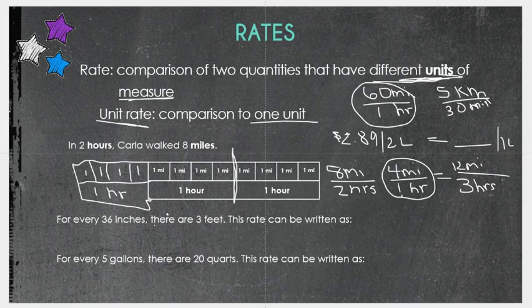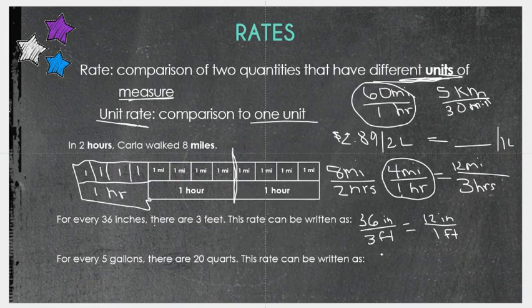So here's another example. For every 36 inches, there are 3 feet. So we would say 36 inches, that's our unit, to 3 feet. 36 inches to 3 feet is that rate. We could find the unit rate there by dividing by 3. We would get 12 inches in 1 foot. We can write it that way. We have 2 equivalent rates.